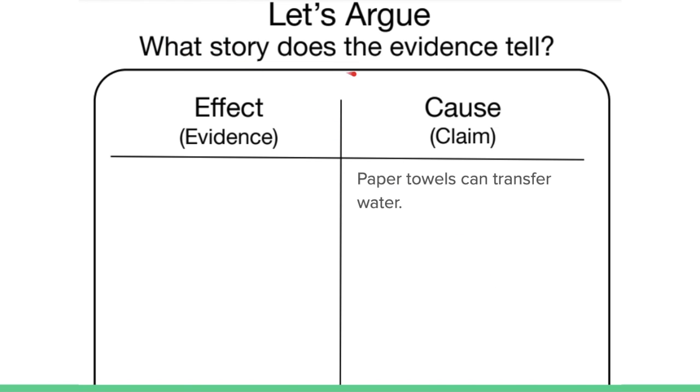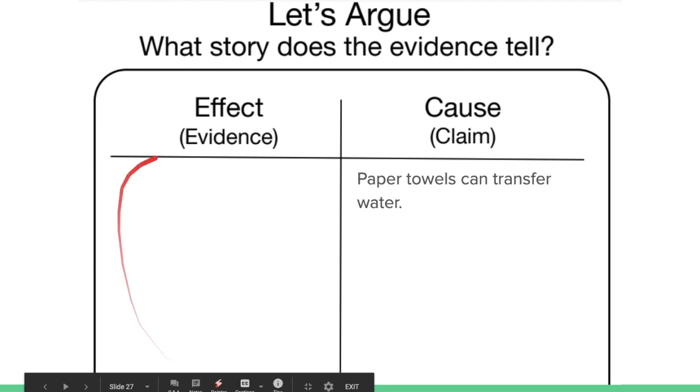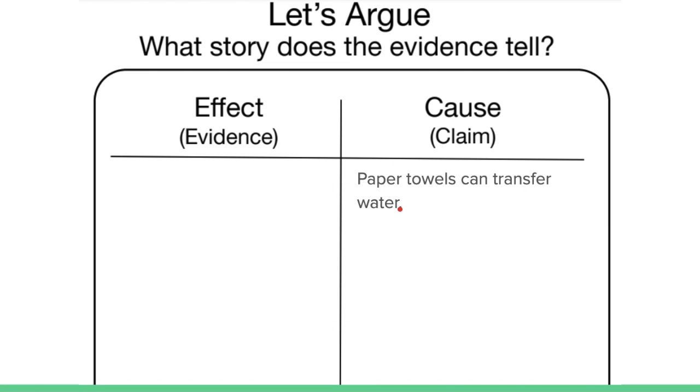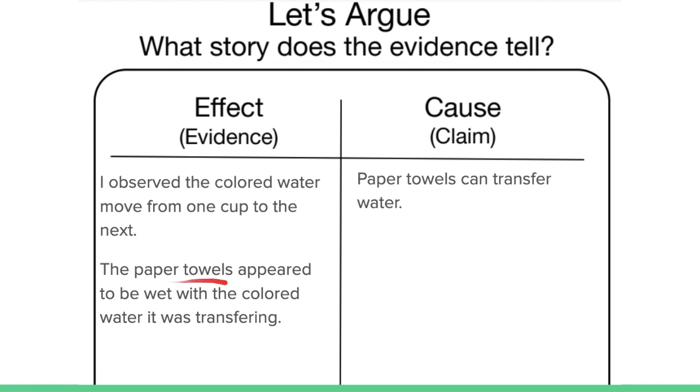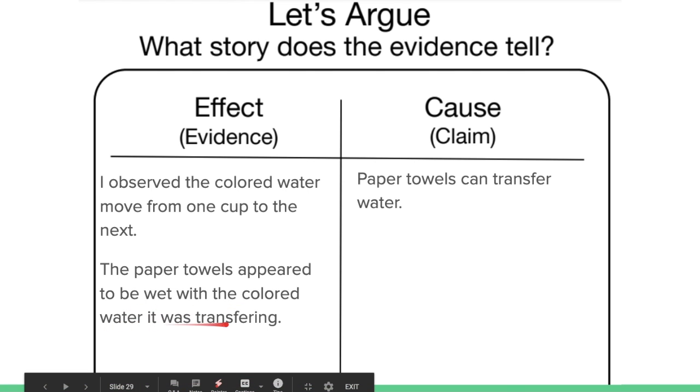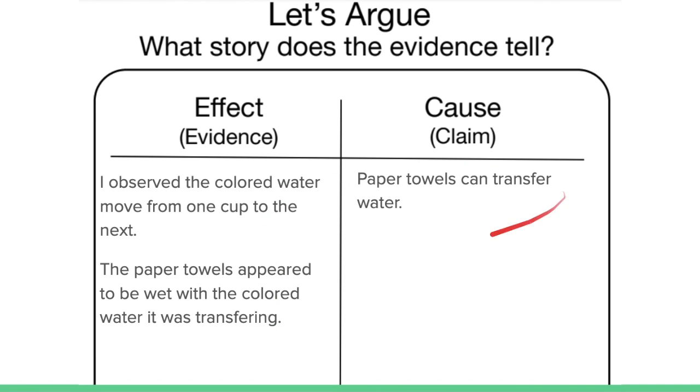So let's argue, what story does the evidence tell? So we're going to say that our cause is paper towels can transfer water. You can start on this side as well. This is where you would write all your evidence and then write your claim. I just started here because that's the way my brain works. So first, I observed the colored water move from one cup to the next through the paper towel, right? The paper towels appeared to be wet with the colored water it was transferring at the end. So because of these pieces of evidence that we combined, we can now say paper towels can transfer water.